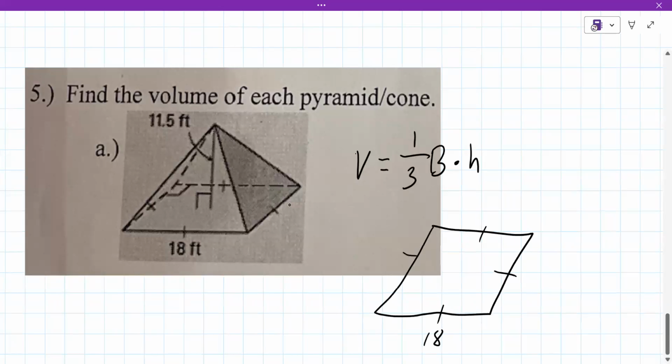How do you find the area of a square? The area of the square.